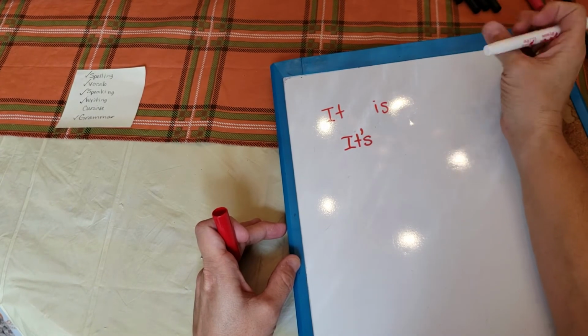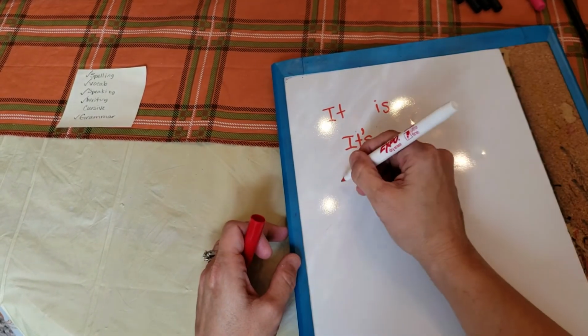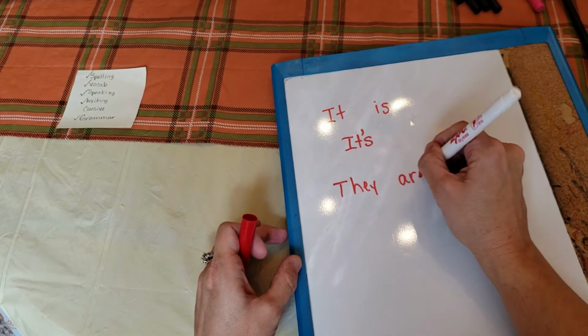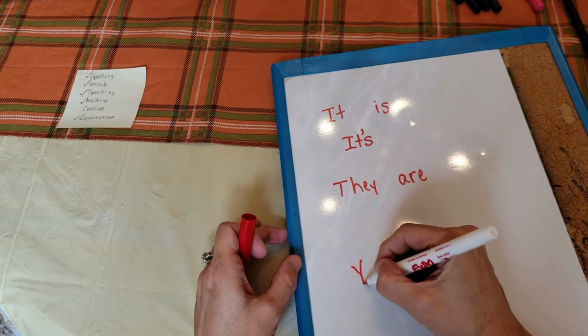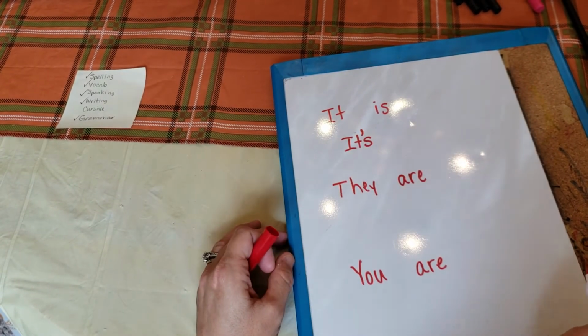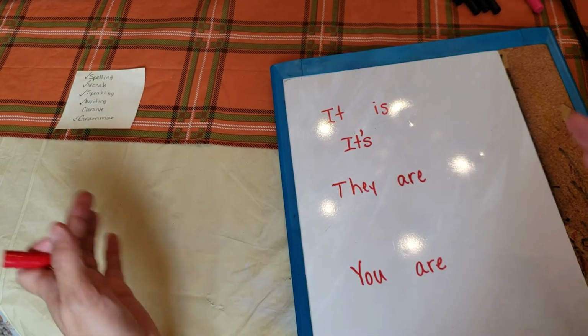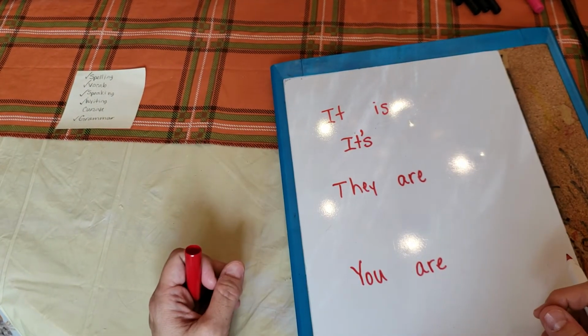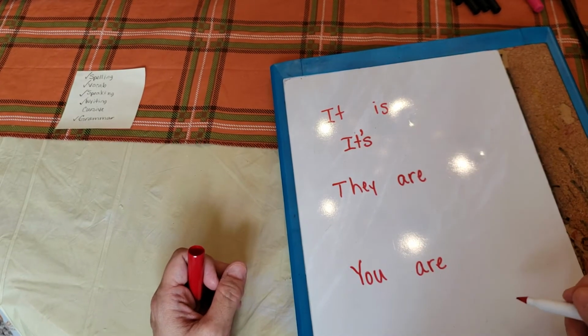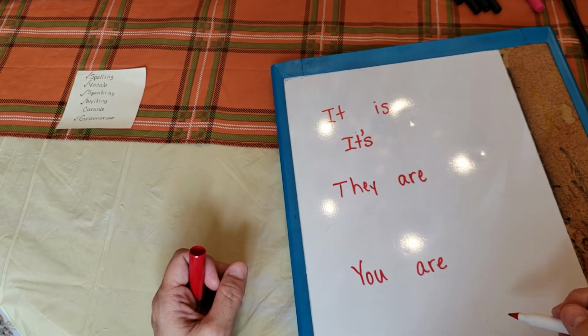All right. Now we're going to try two more. We're going to try they are, and we're going to try you are. Go ahead and pause the video and see if you can squish these words together into a contraction, and don't forget to put in the apostrophe where you remove the letters. They are becomes the word what? All right, did you pause it? Did you write it down?